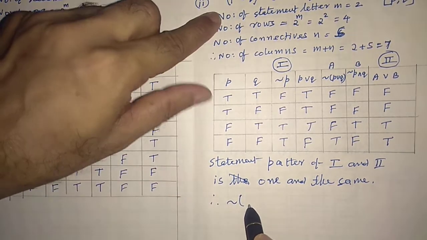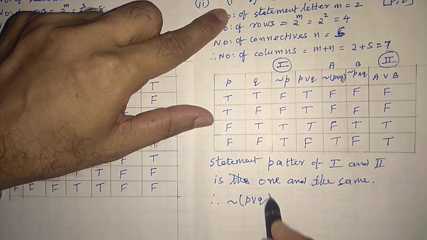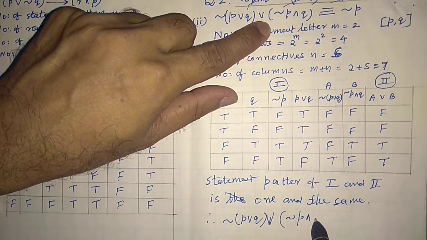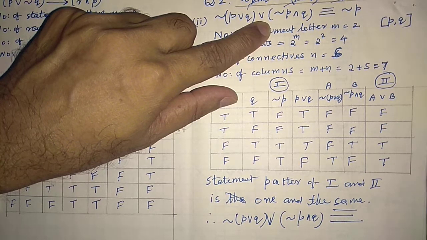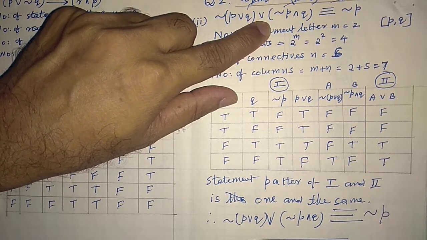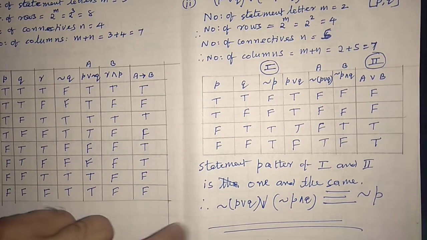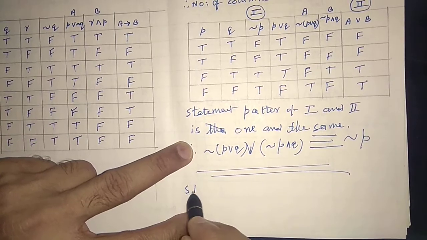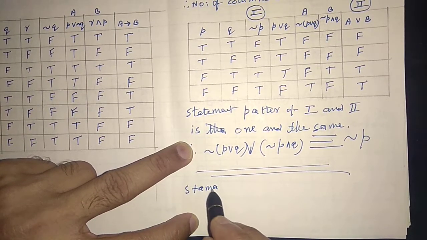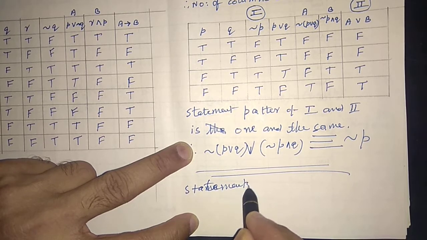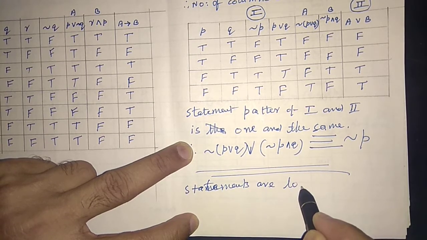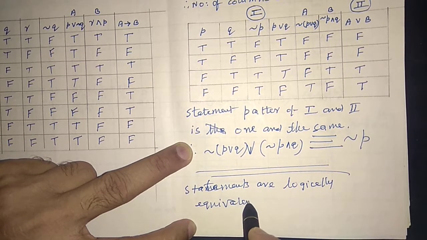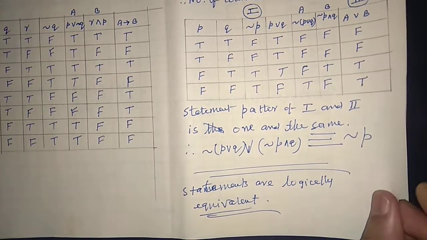Therefore, negation of P disjunction Q, disjunction, negation P conjunction Q is equivalent to P. They are logically equivalent. So the statements are logically equivalent statements.